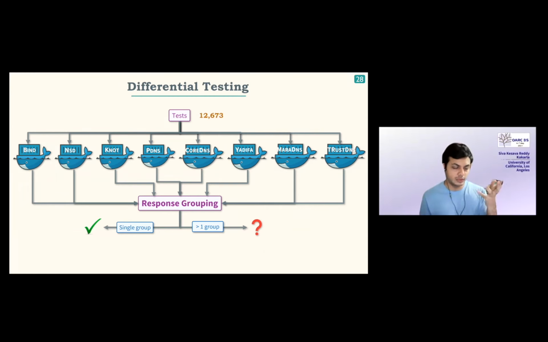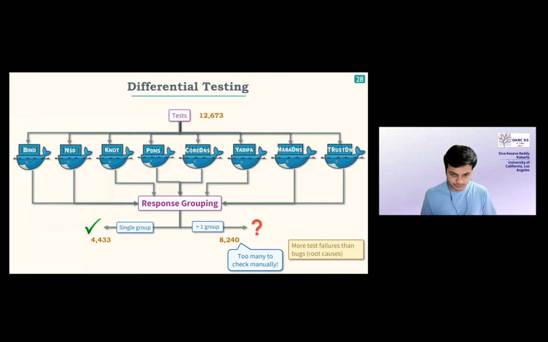So we had 12,000 tests, and out of them only 4,400 had a response. Out of them, 4,400 made a single group. There were 8,000 tests in which at least one implementation differed from the rest of the others. But that's too many to check manually. And there are typically orders of magnitude fewer root causes for these deviations. So we do a kind of fingerprinting. We fingerprint each of the failed tests to group them, so that we reduce the number of test cases that we need to inspect.